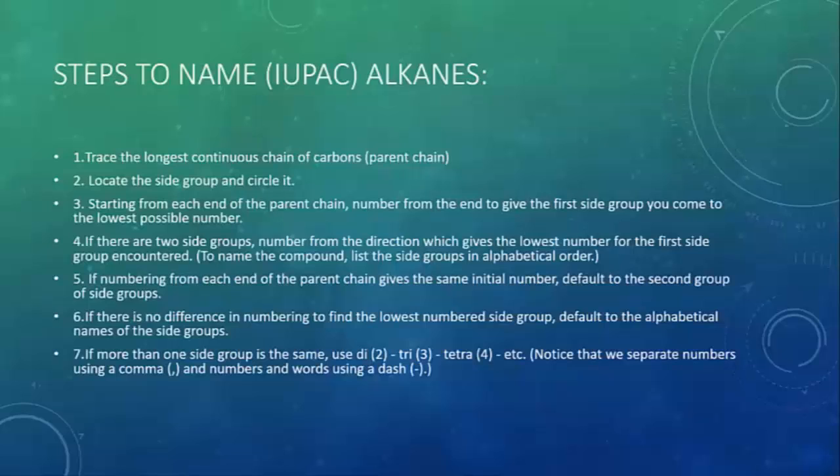4. If there are 2 side roots, number from the direction which gives the lowest number for the first side group. To name the compound, list side roots in alphabetical order. 5. If numbering from each end of the parent chain gives the same initial number, default to the second group of side groups. 6. If there is no difference in number to find the lowest numbered side group, default to the alphabetical names of the side groups. 7. If more than one side group is the same, use di, tri, tetra, etc. Notice that we separate numbers using a comma and numbers and words using a dash.